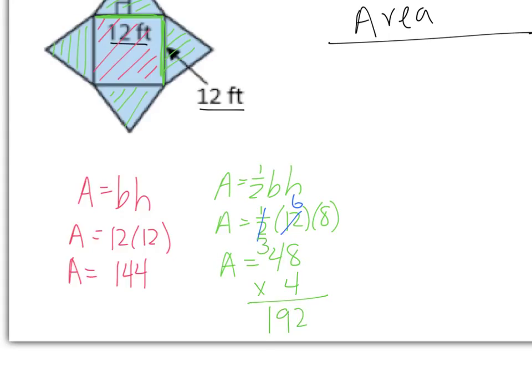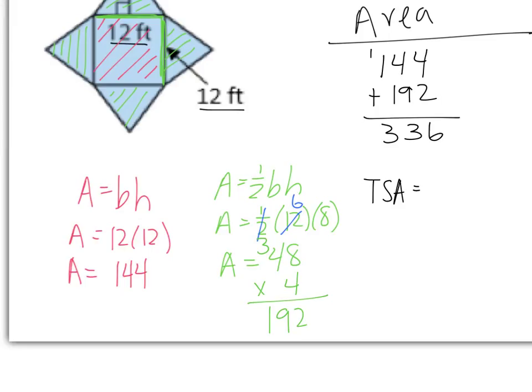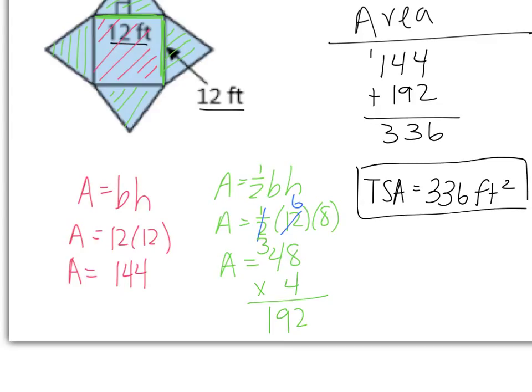So the last thing I do is add them all together. 144 plus 192. I have 6, 13, carry, and 3. So my total surface area of this rectangular pyramid is 336 feet squared. So again, all you have to do when finding surface area is just find all the individual shapes and add them together. This is for total surface area.